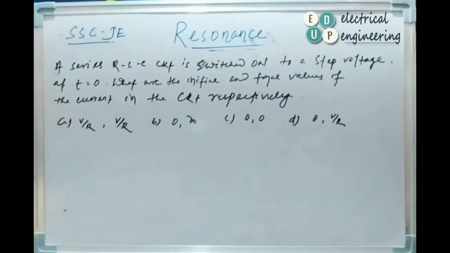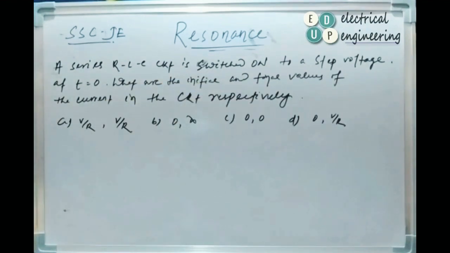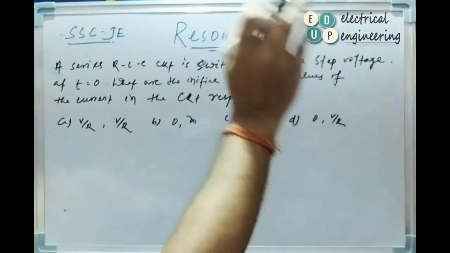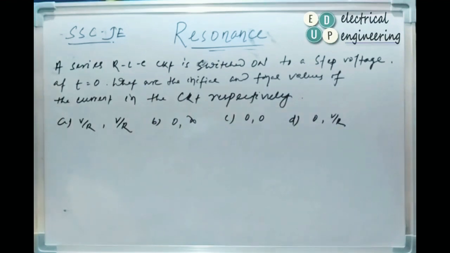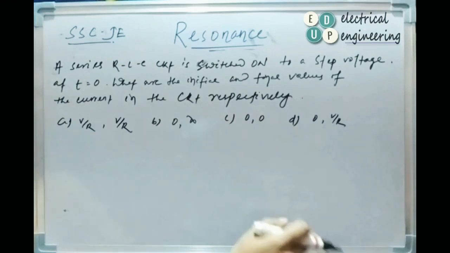Look at this question carefully. A series RLC circuit is switched on to a step voltage at t equals 0. What are the initial and final values of the current in the circuit respectively? A: V by R, V by R. B: 0, infinity. C: 0, 0. D: 0, V by R. So it is switched on at t equals 0. It is a series RLC circuit, that means resistor, inductor and capacitor are in series in this circuit.